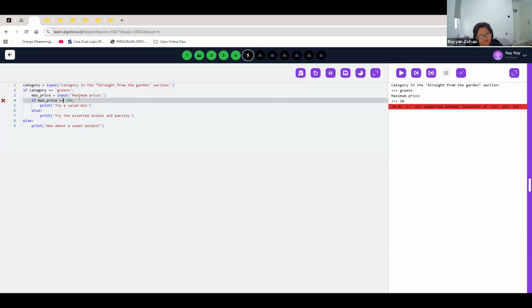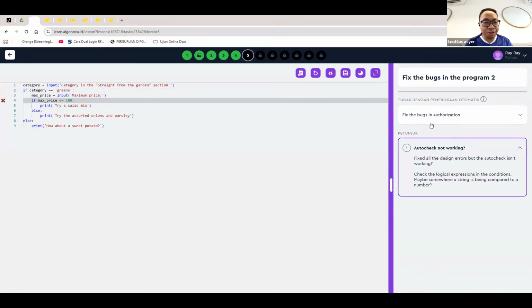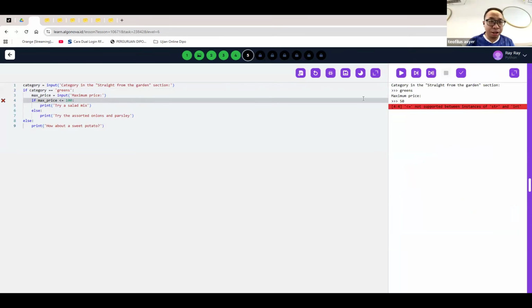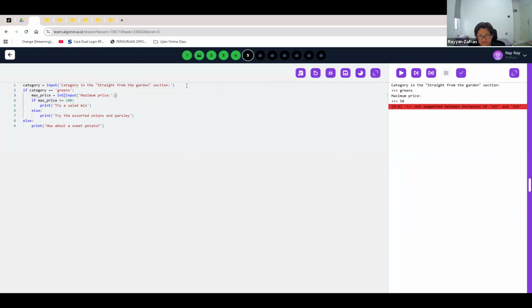Help me out on this one. Are you confused about this? Yeah. Okay, then that's it. So the input category is straight from the garden section. If category equals greens, then max price. If you remember, max price is a number, an integer, right? So I think you have to add the integer function before input, as usual.